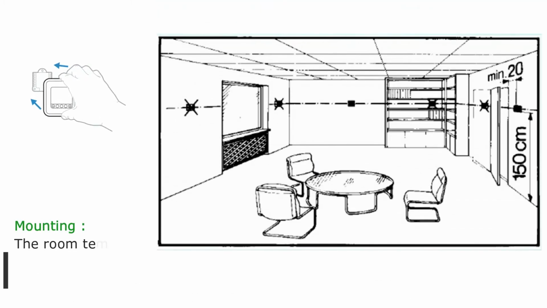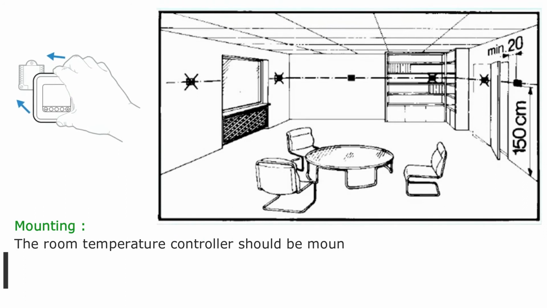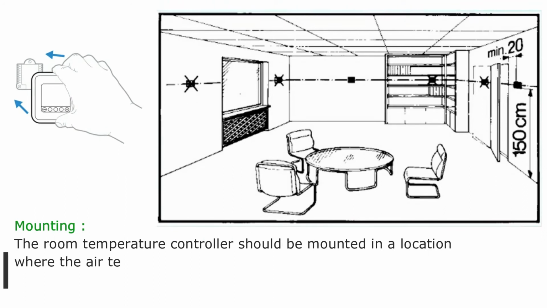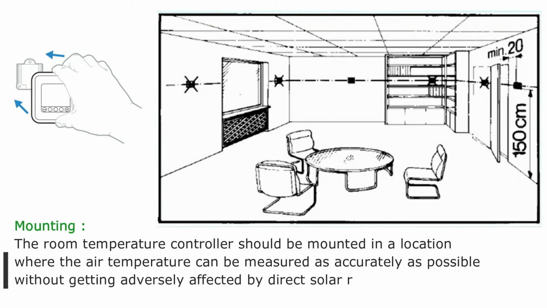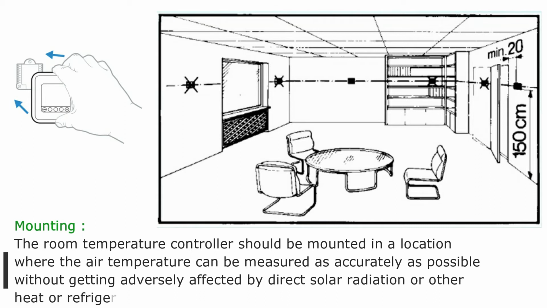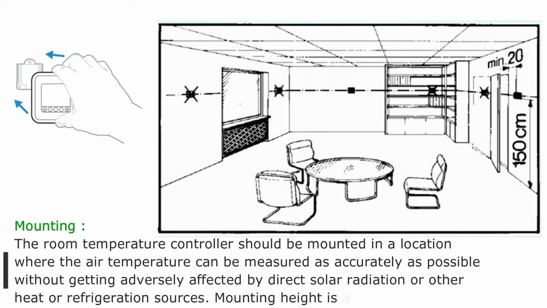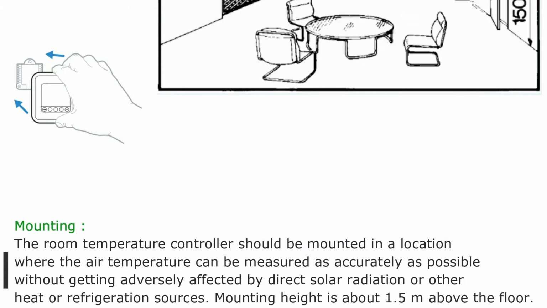The room temperature controller should be mounted in a location where the air temperature can be measured as accurately as possible without getting adversely affected by direct solar radiation or other heat or refrigeration sources. Mounting height is about 1.5 meters above the floor.